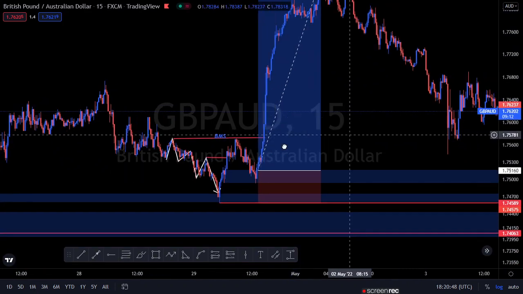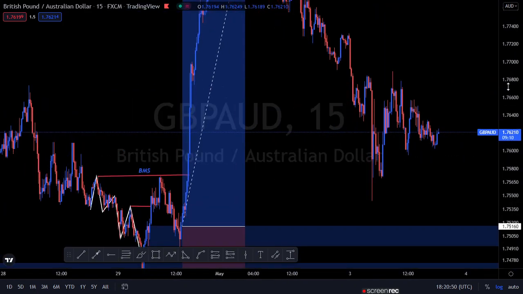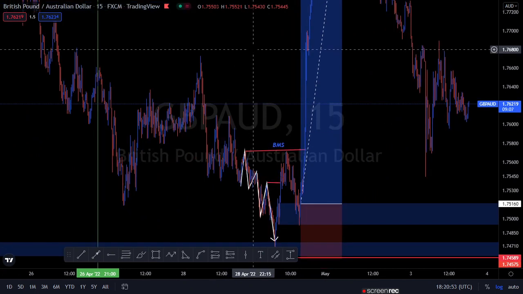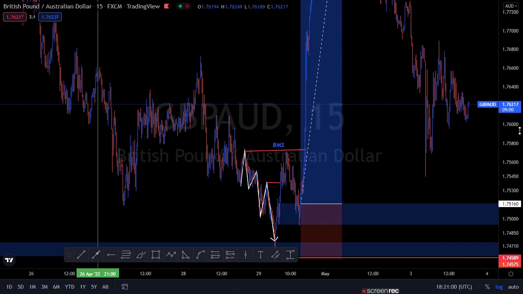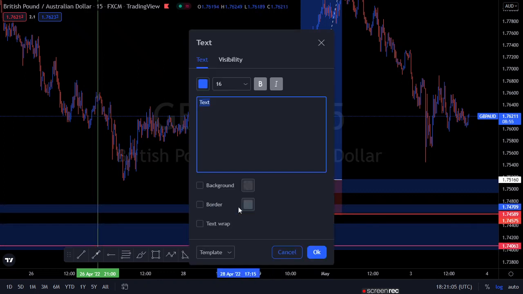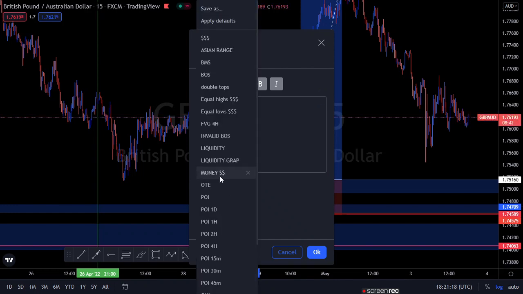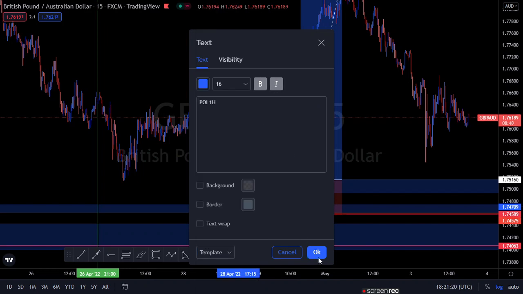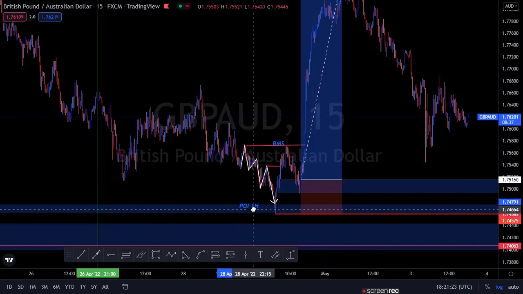Okay, so one, we have the market changing from bearish to bullish. Two, we have the 1 hour order block. That's the 1 hour POI. Let me label it for you to know. I think I have it in my test list. 1 hour POI. Nice one. So we have our 1 hour POI over here.